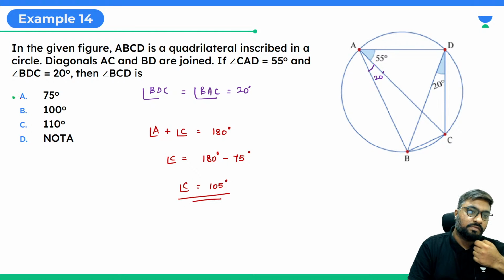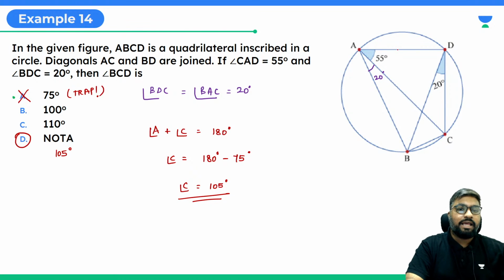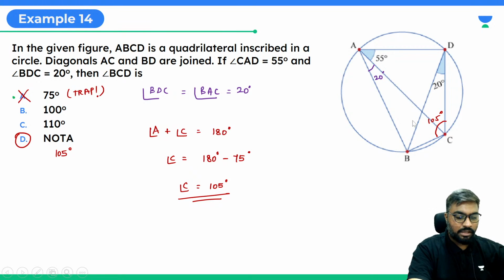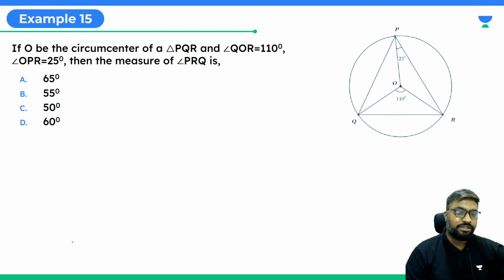Okay, this is a trap answer, please don't fall for this. Angle A is 75, this angle is 75, so this will be what, 105. Okay, cool. Parth, Alka, not 75, 105, 180 minus 75. Okay, next try this.